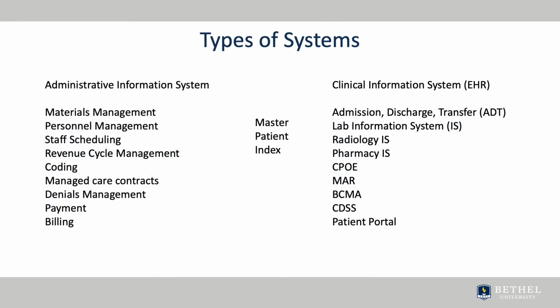The two main types of systems are administrative information systems and clinical information systems. Administrative systems are similar to other business information systems, such as accounts receivable and billing, materials management, human resources management systems. Under this category would be the revenue cycle management systems that include the coding system and the reporting to external agencies.